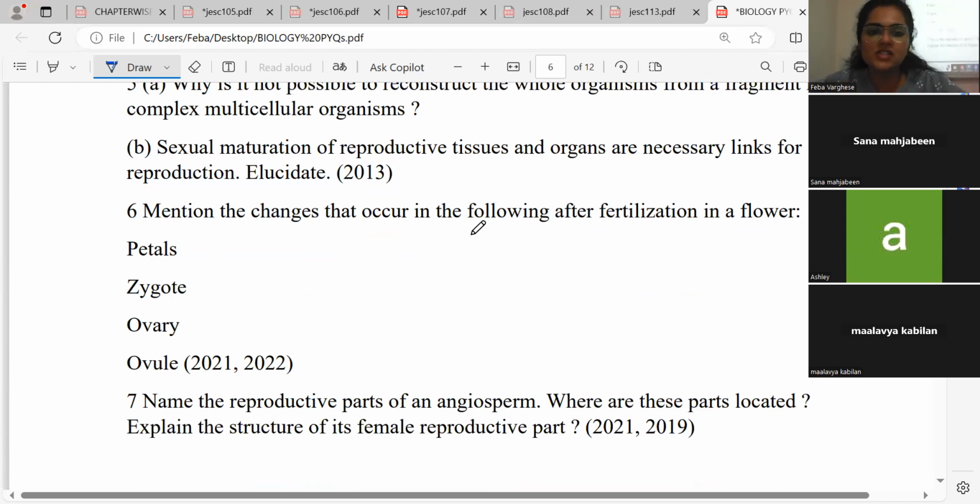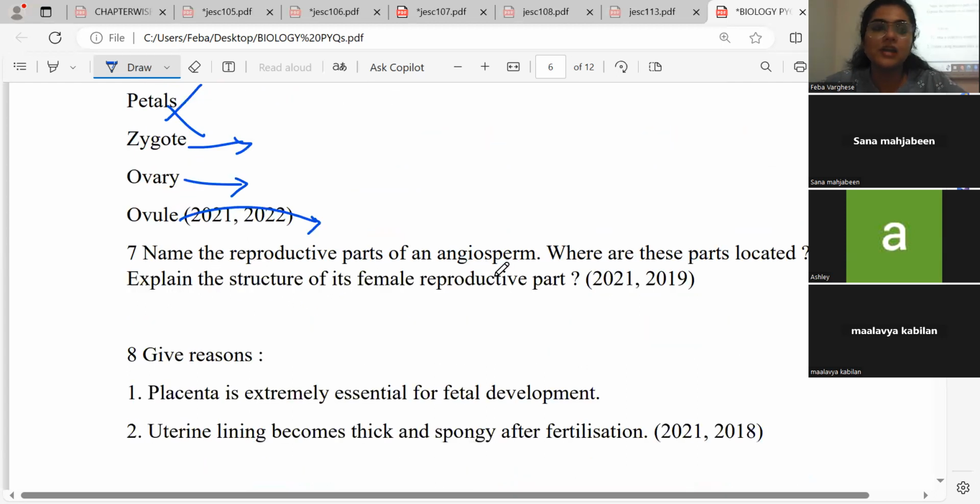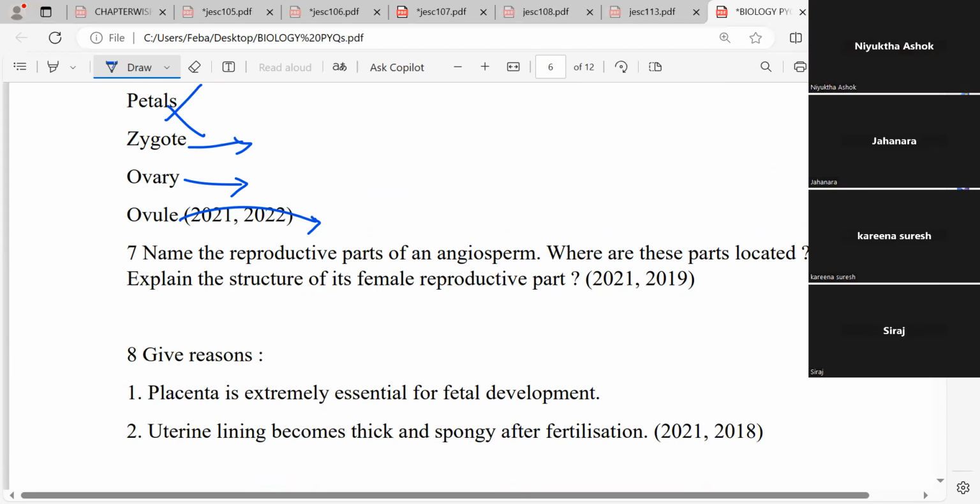Okay, now mention the changes that occur in the following after fertilization. Petals fall off, zygote turns into embryo, ovary develops into fruit, ovule develops into seed. Now, name the reproductive part of an angiosperm. What is an angiosperm? Flowering plant. Flowering plant, very good. Flowering plants are called the angiosperms.